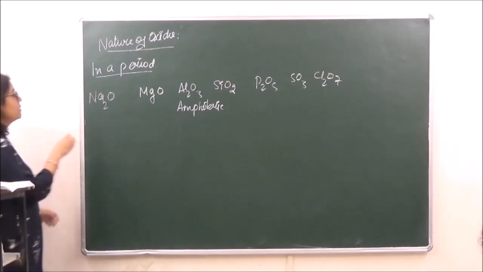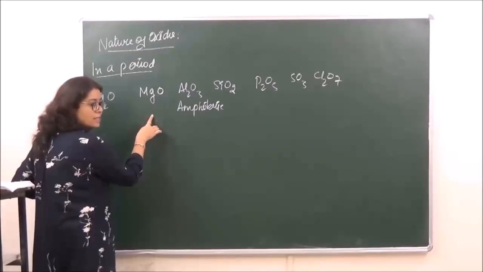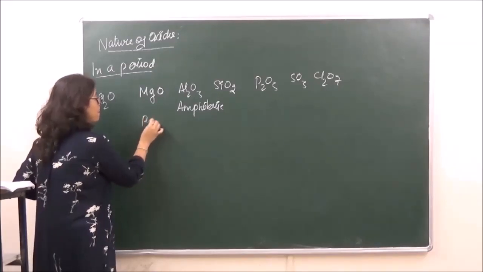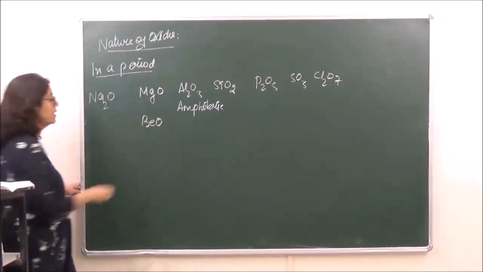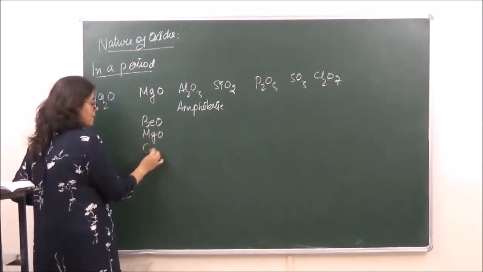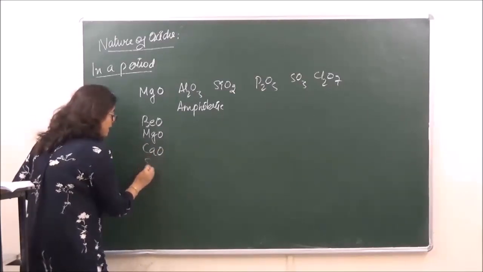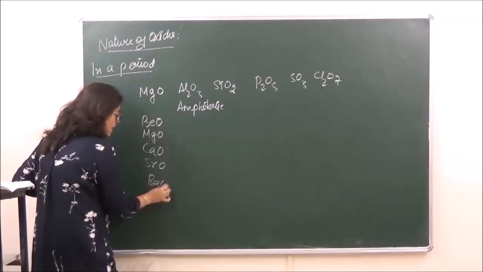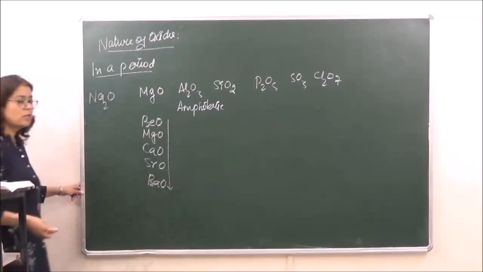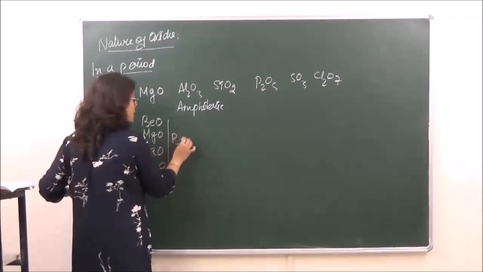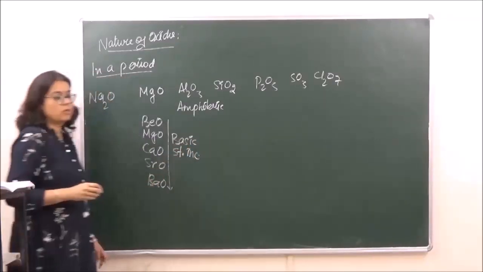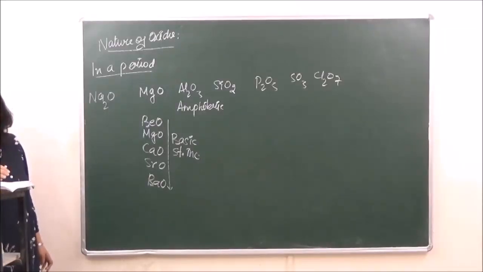Like for example, if we are talking of the second group, the alkaline earth metals. So in alkaline earth metals the first member is beryllium oxide, okay? Then after that comes magnesium oxide, after magnesium comes calcium, after calcium comes strontium and barium. So when we are going down the group, because the metallic character keeps on increasing, therefore basic strength increases. Okay?